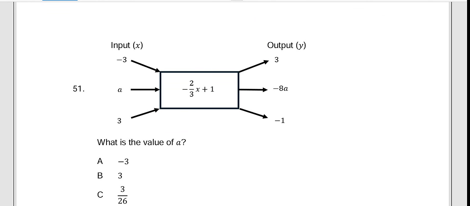Input and output. What is the value of A? Guys, I told you, whenever you see this, it is Y here. So let's work it out. Where there is X, I am going to put A. My output value, the Y value, is -8. So -2A over 3 plus 1 equals -8.